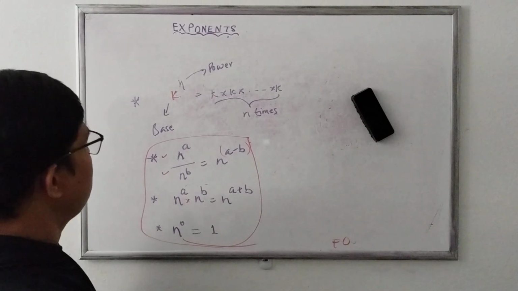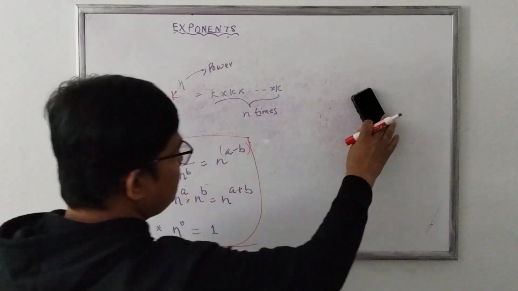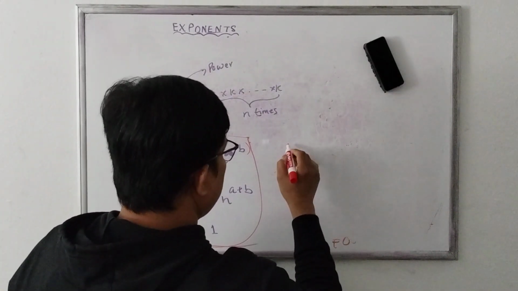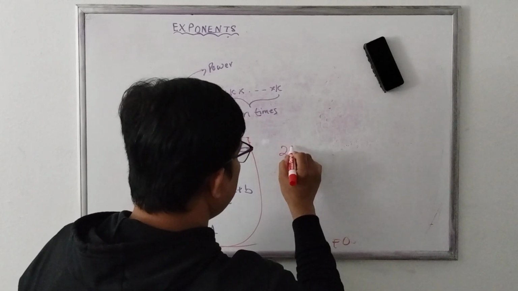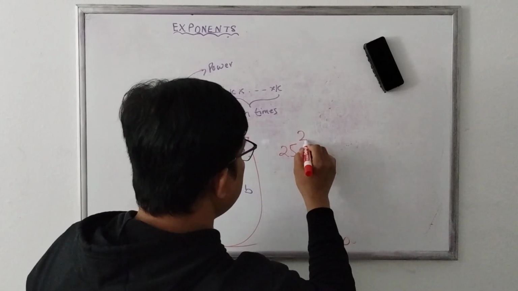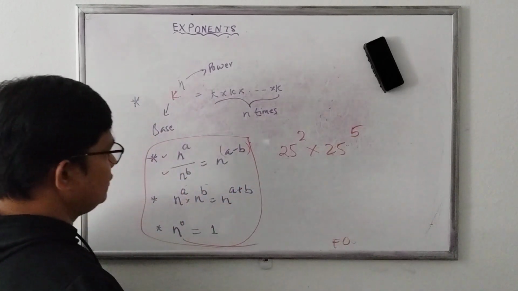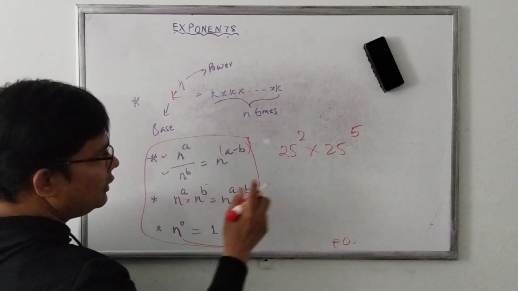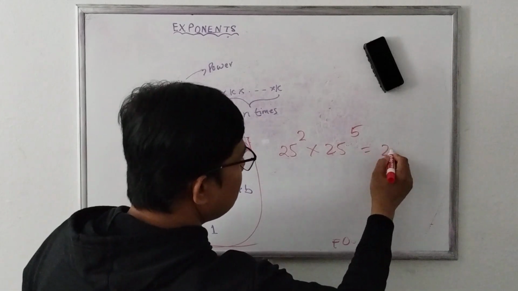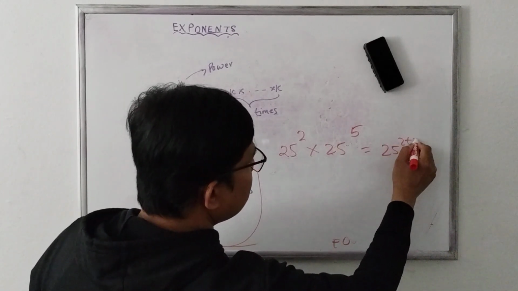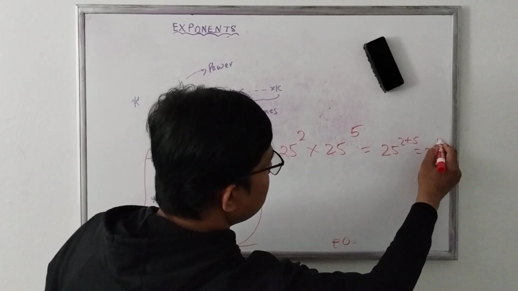So let's take some more examples. 25 power 2 times 25 power 5. So what do we have to do? We have to use this formula. So 25 power 2 plus 5, which is 25 power 7.